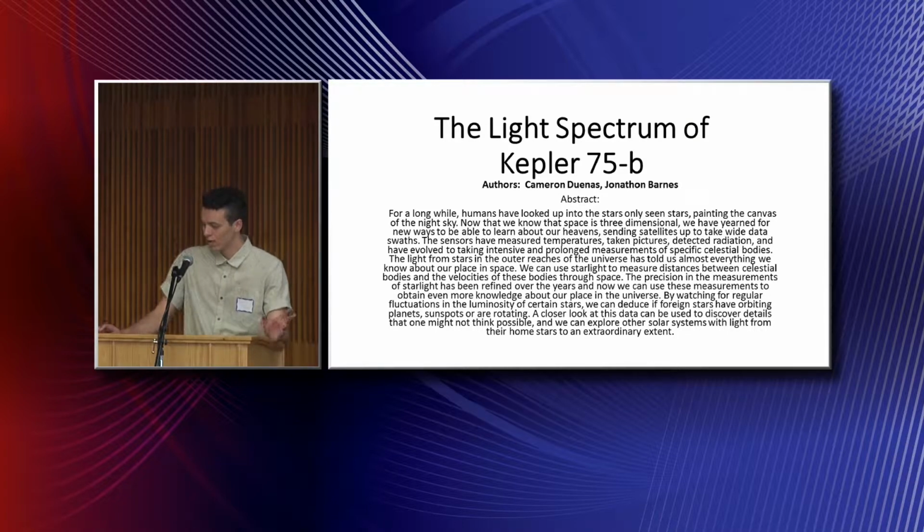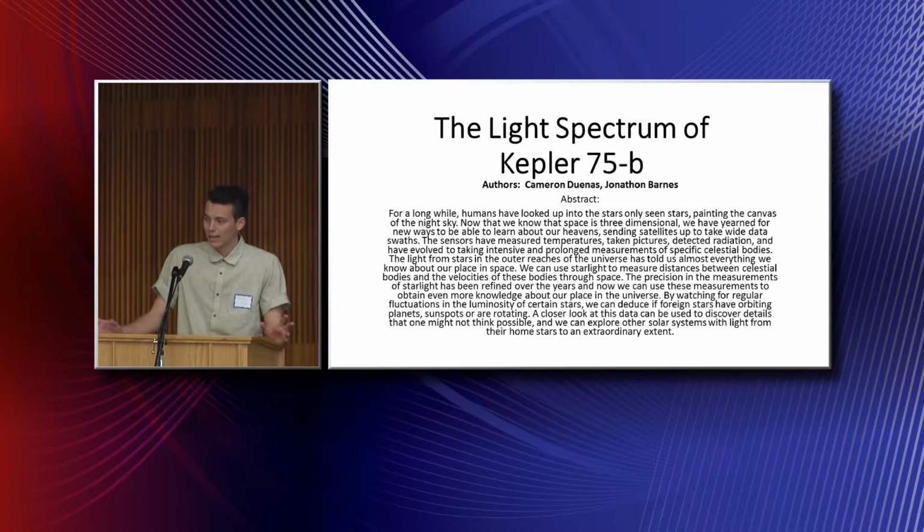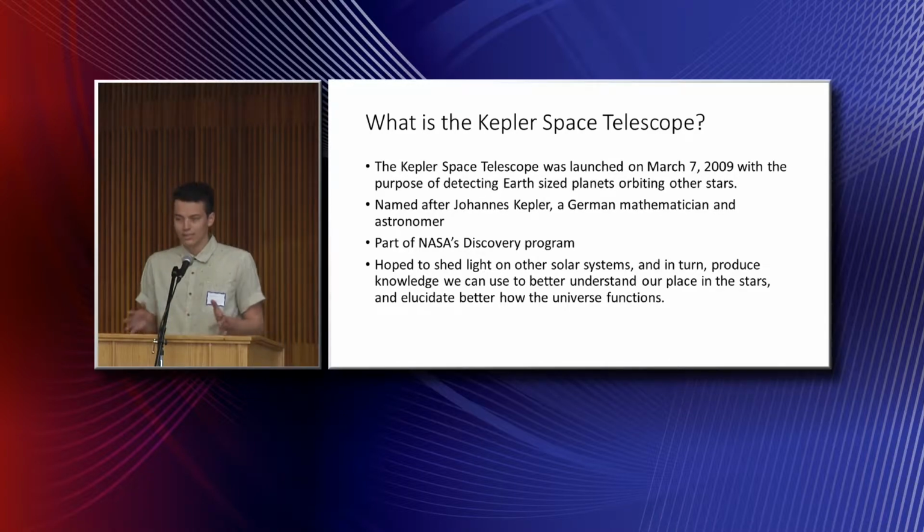So, the Kepler Space Telescope was launched on March 7th in 2009. It was part of NASA's Discovery program, and it was named after Johannes Kepler, who was a German astronomer and mathematician. He was also an inventor of a certain type of telescope. And his goal was to shed light on other solar systems, and in turn produce knowledge that we can use to better understand how the universe functions and our place in the stars. Its more express purpose was to study and look for planets that are in what's known as the Goldilocks zone, which is a certain distance away from its host star, where it can support liquid water, and in turn may support life.